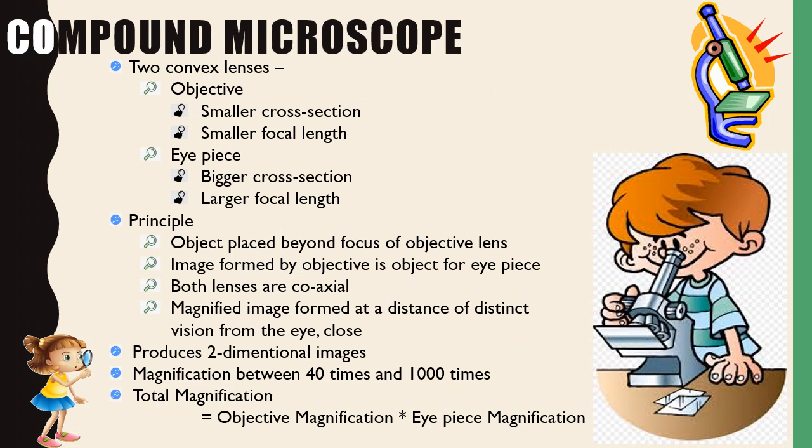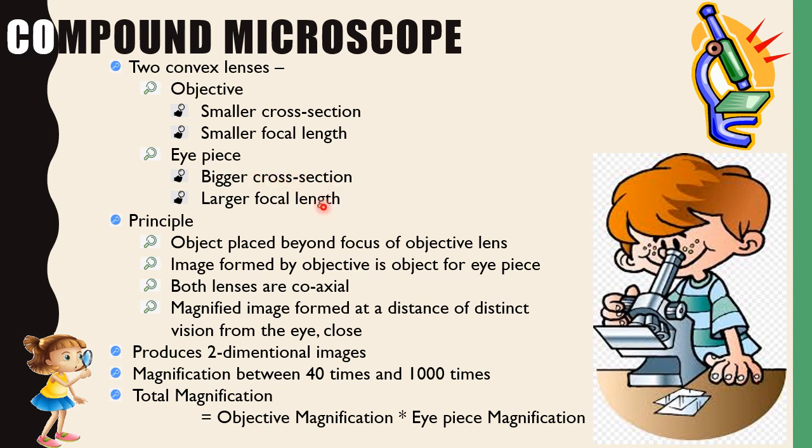The compound microscope. We have two convex lenses, one is the objective and the other is the eyepiece. Here we have shown two microscopes. The eyepiece will be close to the eye. This is the eyepiece, and the objective will be close to the platform on which the object to be viewed is placed. What are the characteristics of the objective and the eyepiece? The objective has a smaller cross section, that is, it is of small size, and a shorter focal length, whereas the eyepiece is of bigger cross section and larger focal length.